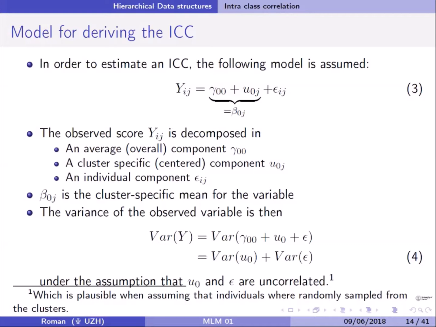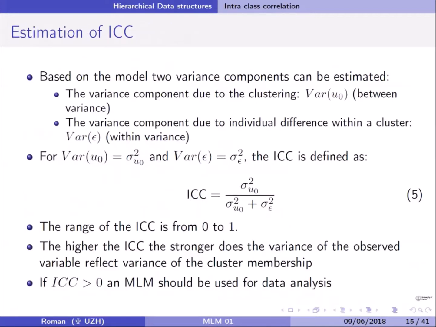Under the assumption that U0 and epsilon are uncorrelated, we can take this term. And this is plausible, assuming that individuals were randomly sampled from the clusters. So how do we estimate the ICC? Based on the model, two variance components can be estimated.